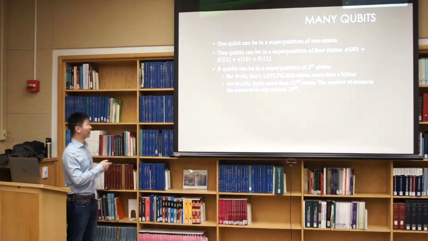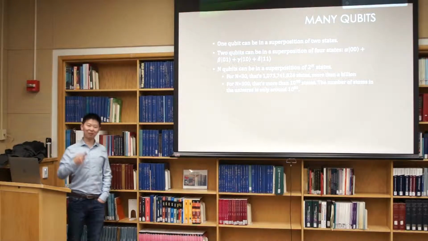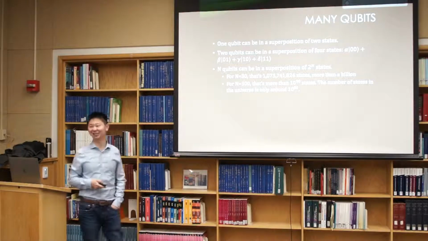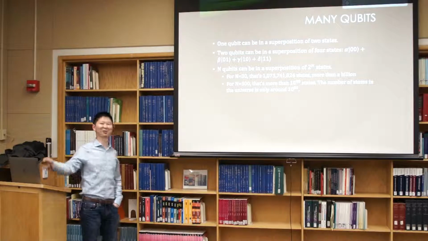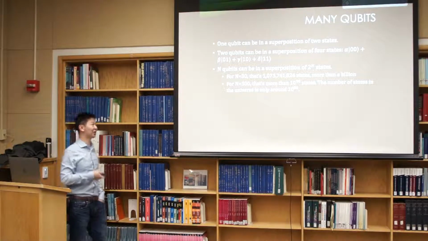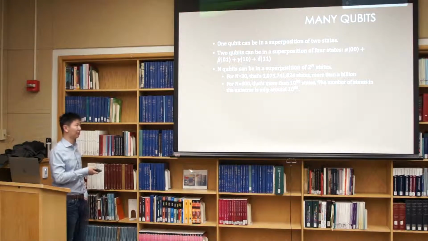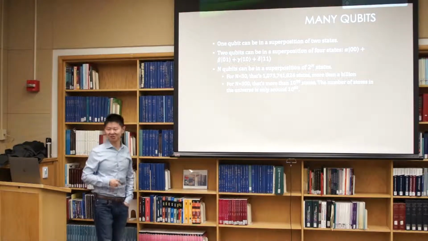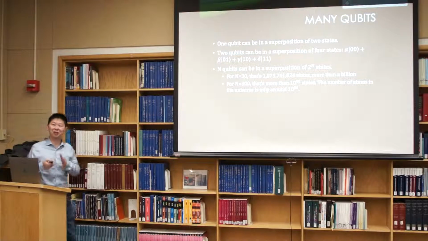And if you try to have 300 quantum bits, they can be in a superposition of how many states? This number is 10 to the 90. So it's a crazy number. It's basically 1 with 90 zeros. And that number is larger than the total number of atoms in the universe. The total number of atoms in the universe is roughly 10 to the 80, and this has 10 more zeros after that. That's a really big number with just 300 quantum bits.